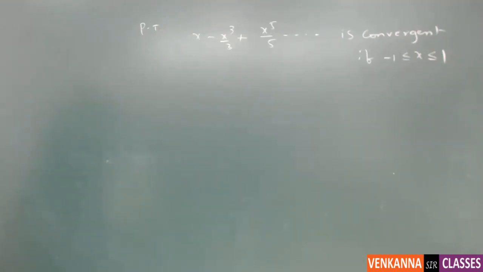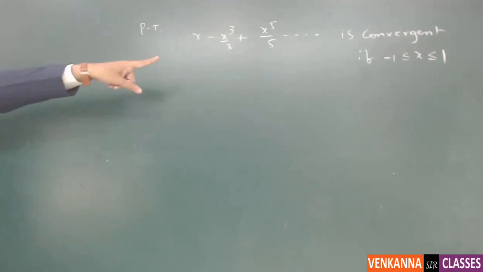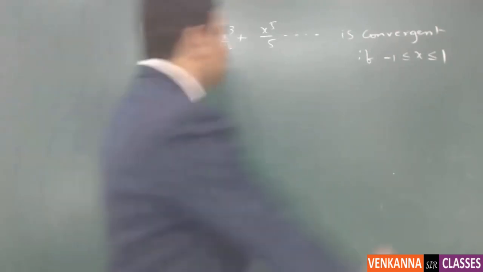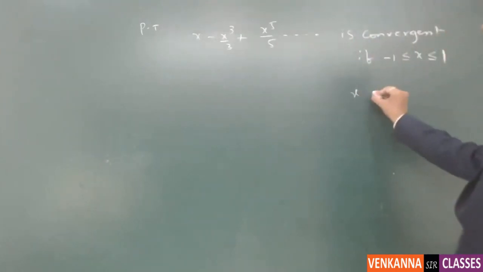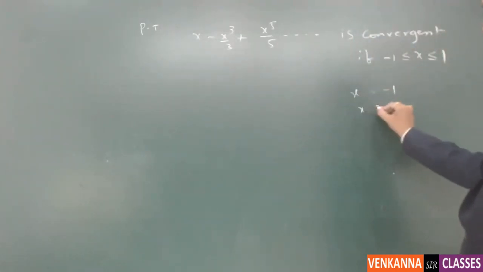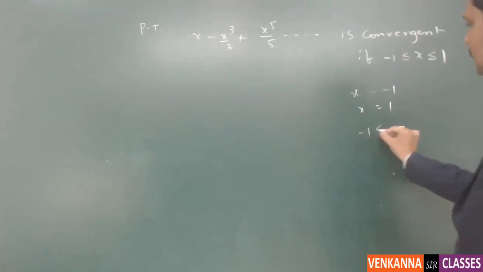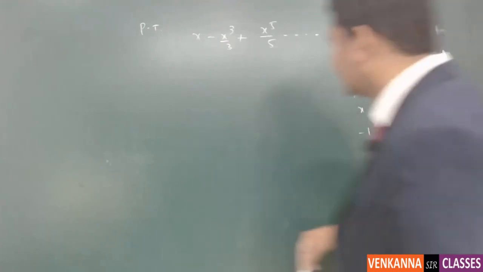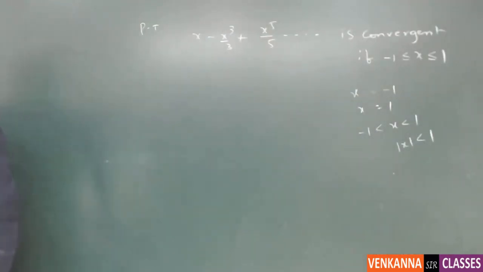Leibniz, that is correct. Any other thing? Yeah. If you observe the pattern there, minus 1 less than or equal to x less than or equal to 1, you have to verify the convergence when x equals minus 1, when x equals 1, and minus 1 less than x less than 1, which is nothing but mod x less than 1. Isn't it? Do you agree or not? As per the range of x given.